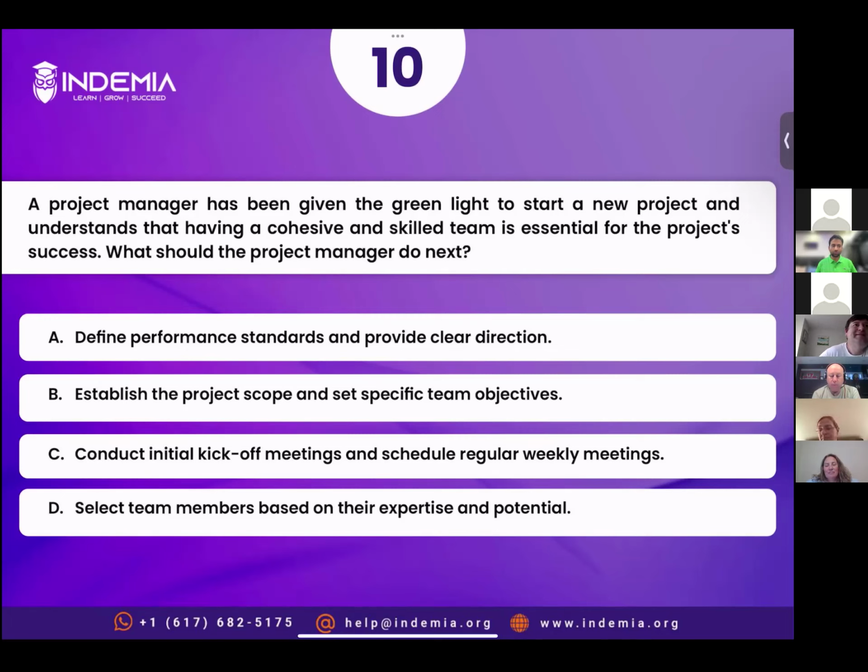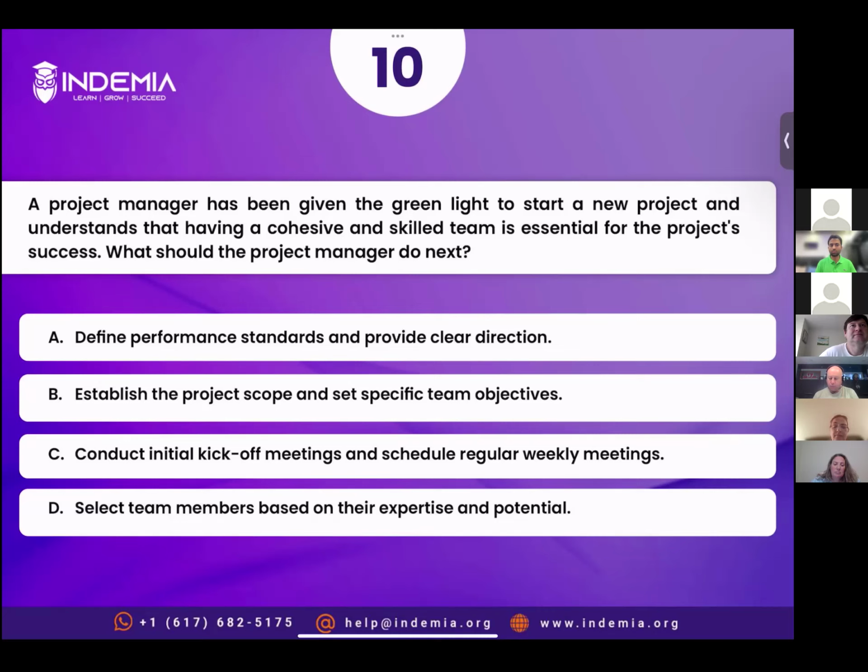All right, absolutely. So the correct answer is option D, select team members based on their expertise and potential. Why? If you recall, we discussed the entire course in 6 lessons. The first was business environment, and then starting the project. And in starting the project, we talk about team formation. So the initial team is formed before you actually define the overall scope.